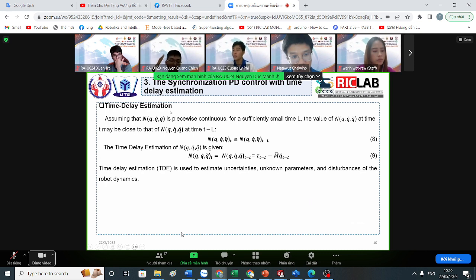With time delay estimation, assuming that N is piecewise continuous, for a sufficiently small time L, the value of N at time t may be close to that of N at time t minus L. The time delay estimation of N is given as equation 9. The time delay estimation is used to estimate uncertainty, unknown parameters, and disturbance of the robot's dynamics.